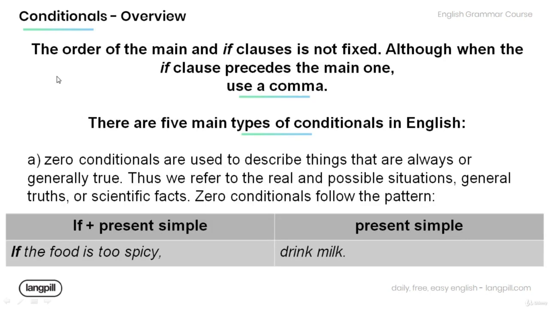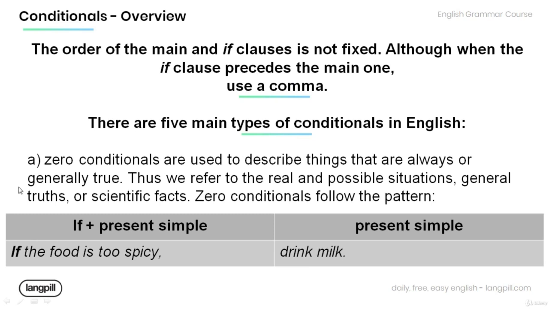Now, the order of the main and if clause is not fixed, although when the if clause precedes the main one, make sure to use a comma. Now, there are 5 types of conditionals in English. Let's have a look at those conditionals.